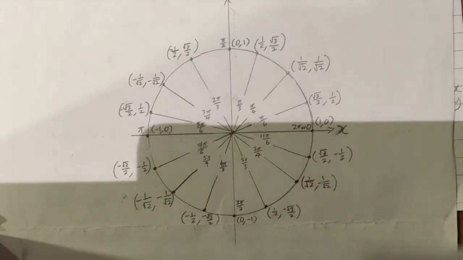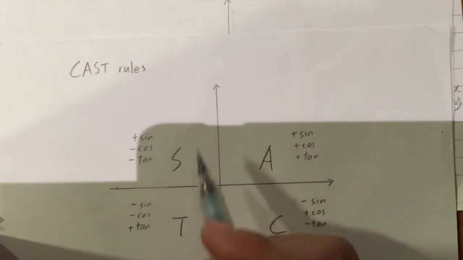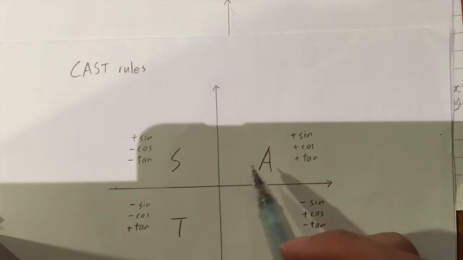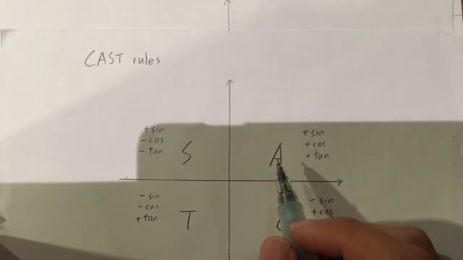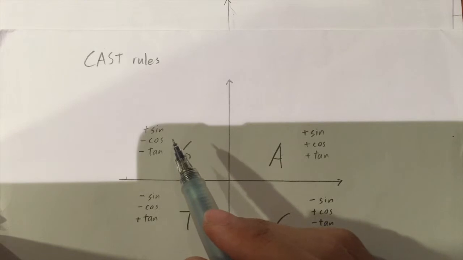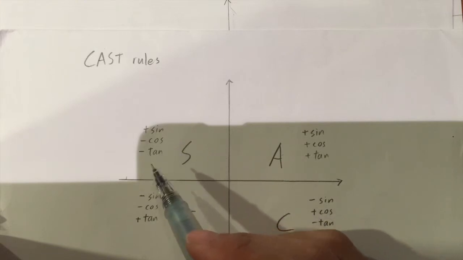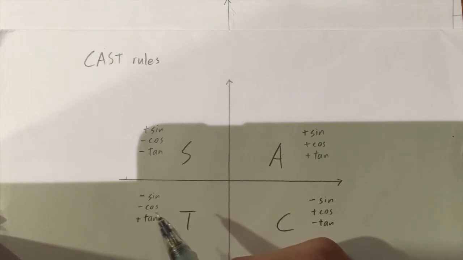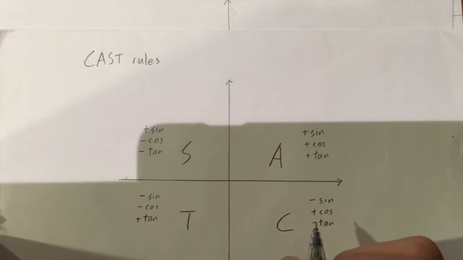Now, I would like to briefly introduce the CAST rules. In the CAST rules, quadrants 1, 2, 3, and 4 have their own unique rules. In quadrant 1, all of the primary trigonometric ratios are positive. In quadrant 2, sine is positive and cosine and tangent are negative. In quadrant 3, sine and cosine are negative and tangent is positive. In quadrant 4, cosine is positive, whereas sine and tangent are negative.